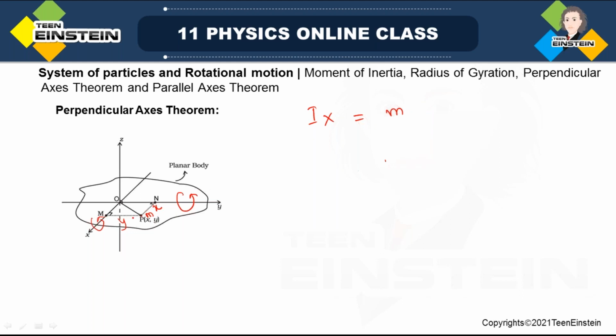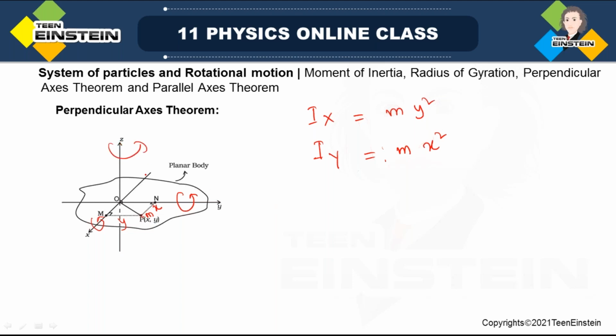Sorry, not x square. From the x-axis, what is the distance of this particle? This is y. So this will be the mass times the square of the distance from the axis of rotation. So this is the mass multiplied by the square of the distance, which is y. That's why I'm writing it like this. When the axis of rotation is y, what is the moment of inertia about the y-axis? I have to write the mass of that particle, and the distance of that particle from the axis of rotation is x. So this is x square.